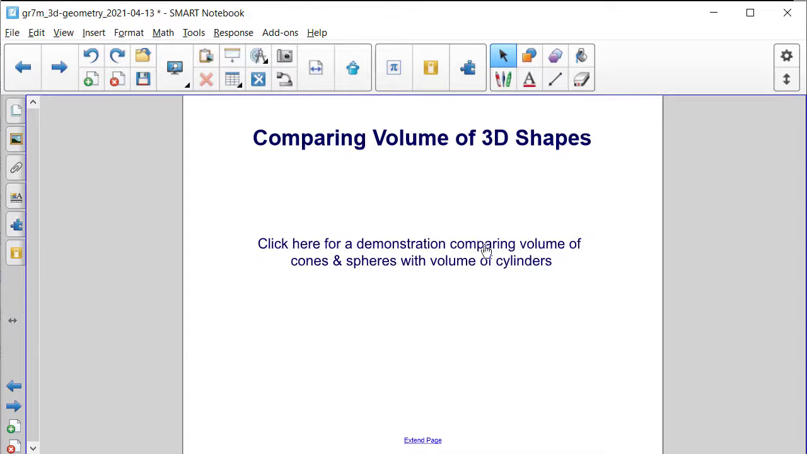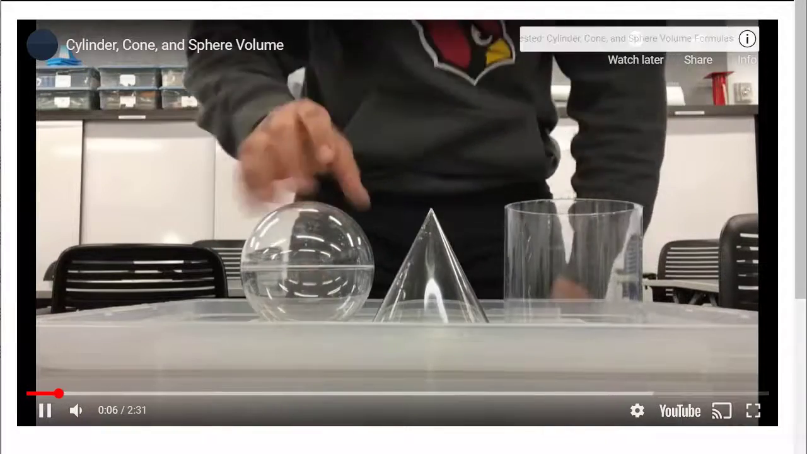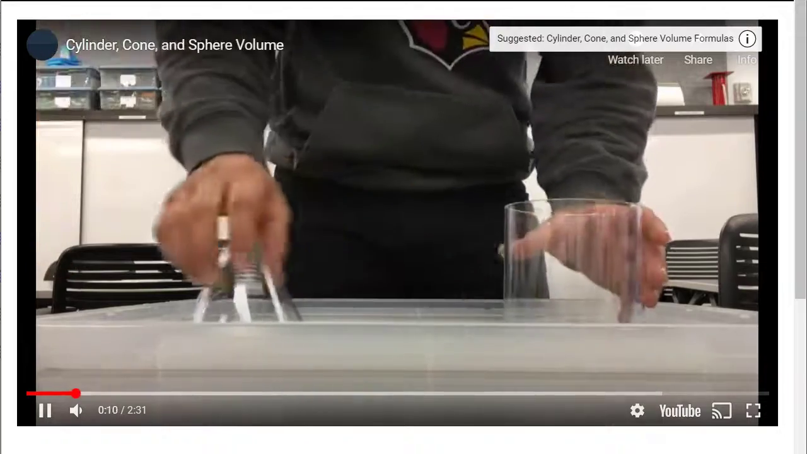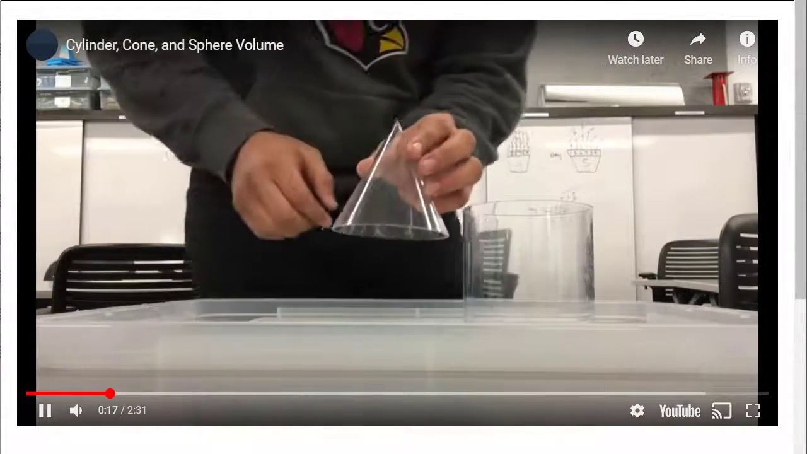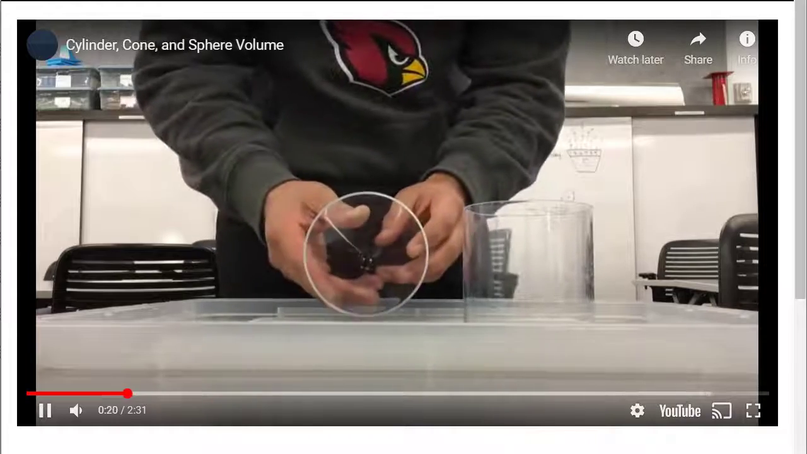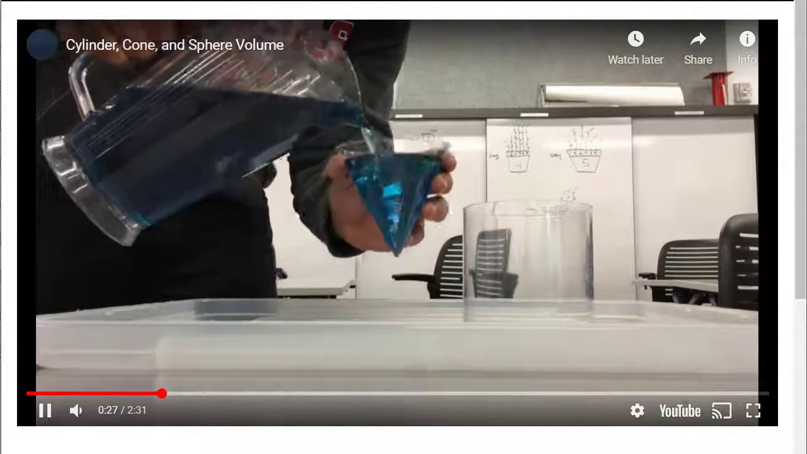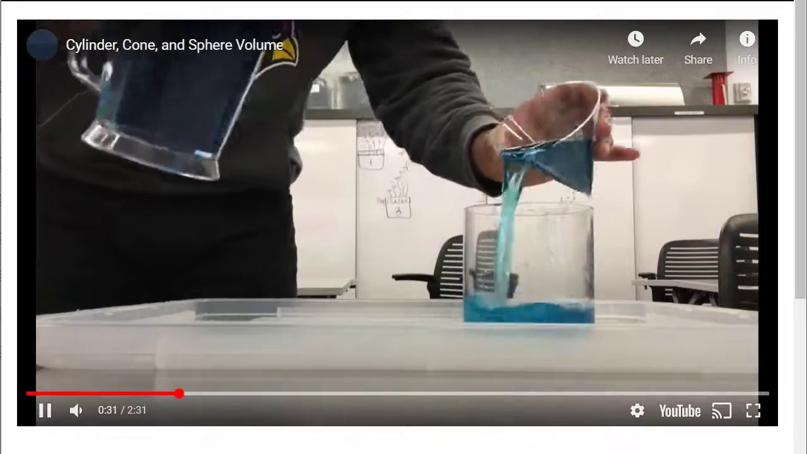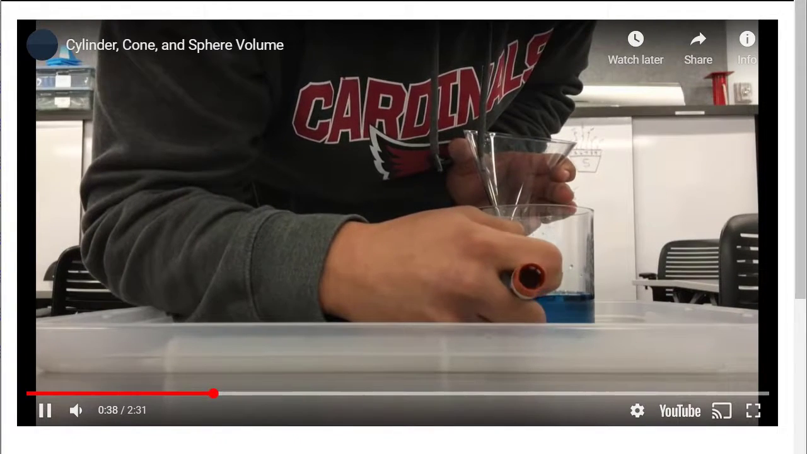Let's actually look at a demonstration when comparing the volume of cones, spheres, and cylinders. So we see that all of them are the same in terms of height, like how tall they were. So first we got a cylinder. This cone. Okay, he's going to pour a liquid in this. Okay, one cone in the cylinder. He's going to mark where it came up to. That's one cone.